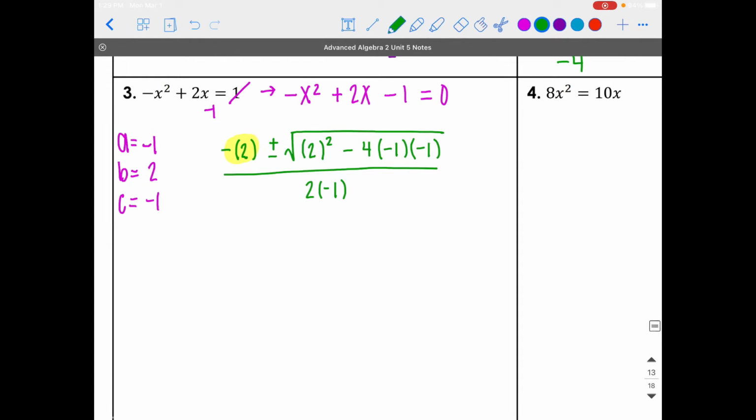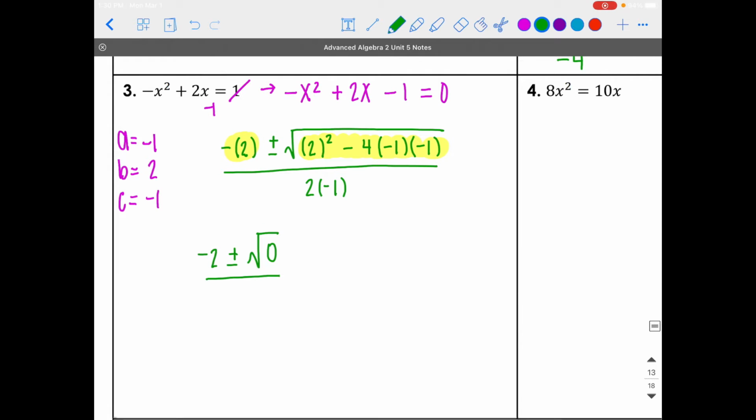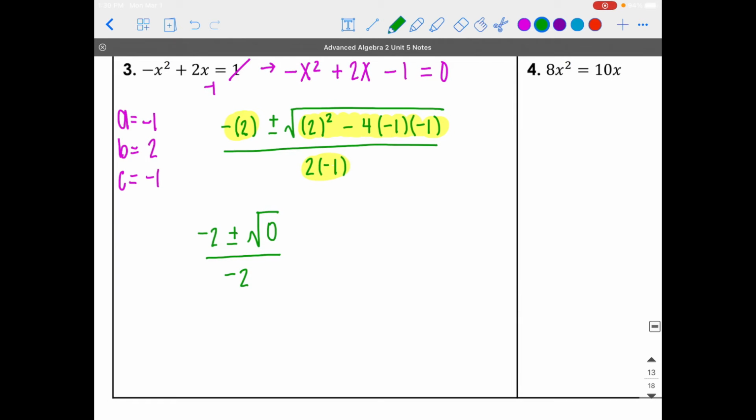So I'm going to do just the negative 2 plus or minus the square root. And we're just going to type that in. Remember, you're not putting in the square root symbol. So just 2 squared minus 4 times negative 1 times negative 1, which is 0. I'll keep doing that. Over 2 times negative 1 is negative 2. So this is really negative 2 plus or minus 0 over negative 2.